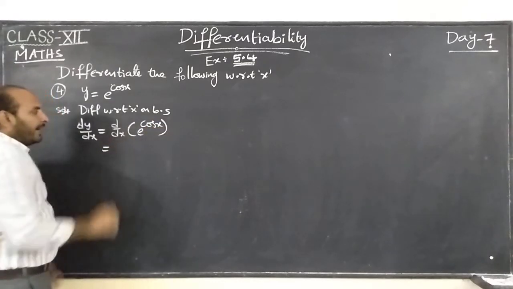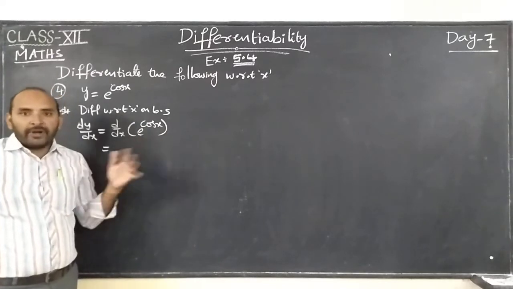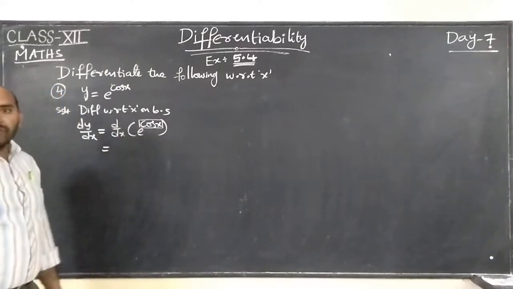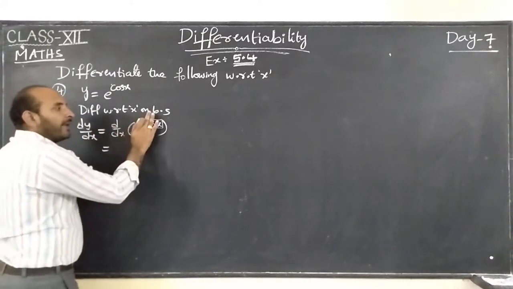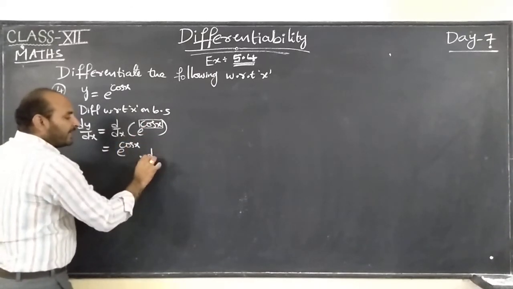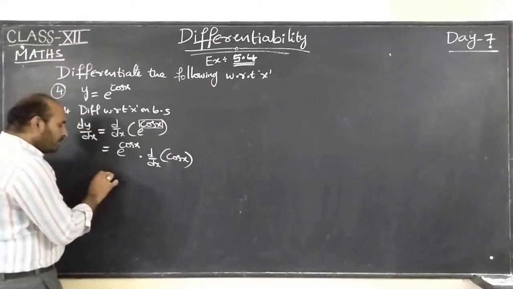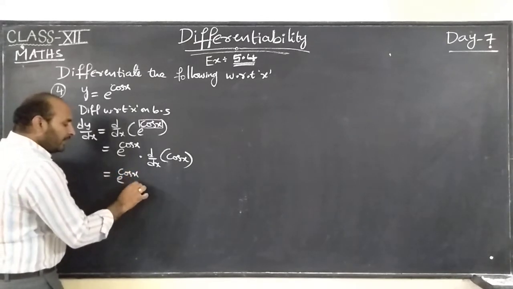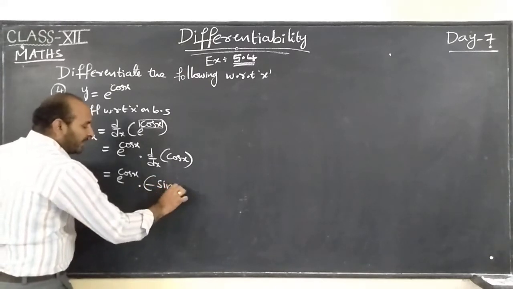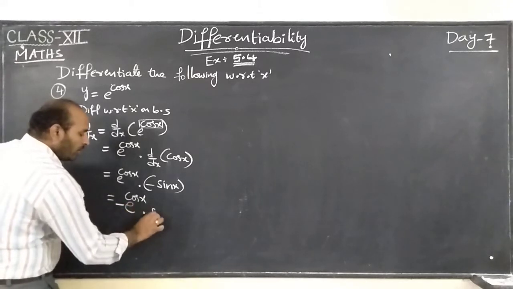This is also not in the direct standard form. If it is e power x, you can directly answer: derivative of e power x is e power x. But in place of x, what is given? Cos x. d by dx of e power cos x. So derivative of the e power x form, that is e power cos x, and now apply the inner function, that is nothing but chain rule, d by dx of cos x. Which is equal to e power cos x into derivative of cos x, which is minus sin x. So you can write as minus e power cos x into sin x.